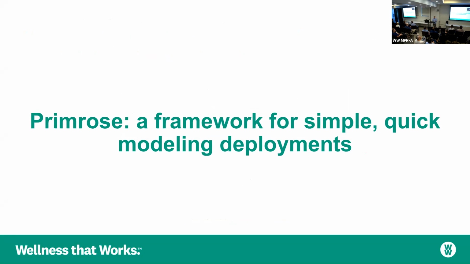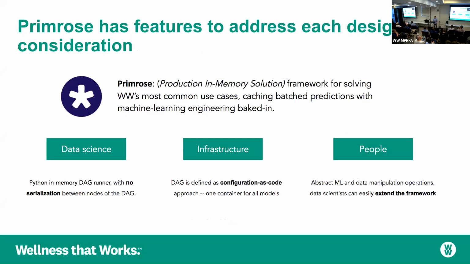So the name of the framework is Primrose, and it's a framework for simple, quick modeling deployments. And Primrose stands for Production and Memory Solution. Don't think about that too much. And it's a framework for solving our most common use case, which was caching batch predictions with machine learning engineering baked in. And to solve our three problems on the data science side, the solution is totally Python-based, and it's an in-memory DAG runner. You might be familiar with DAGs if you use Airflow, but I'll talk about it in a moment. And there's no serialization between the steps.